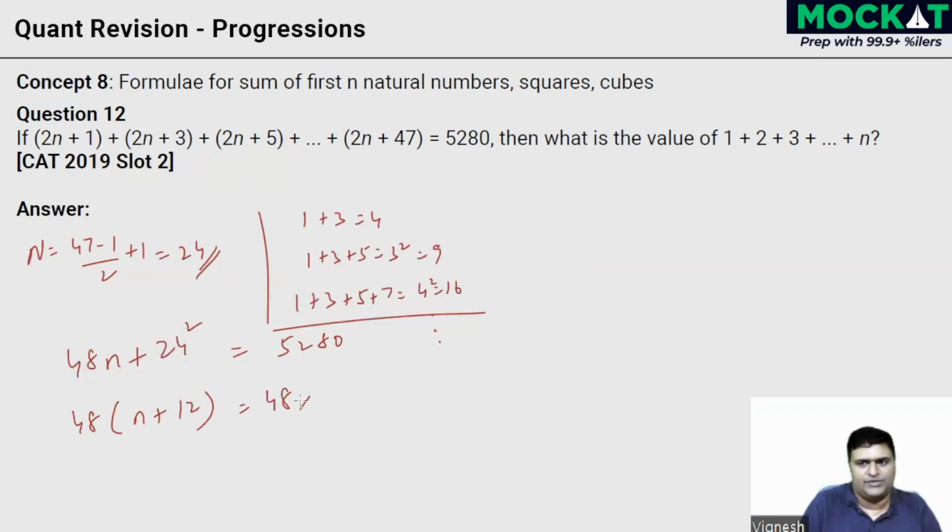5280 divided by 48. 148 is 48, and then 448 is another 1 and then a 0. Cancel it out. n equals 110 minus 12, which comes to 98.